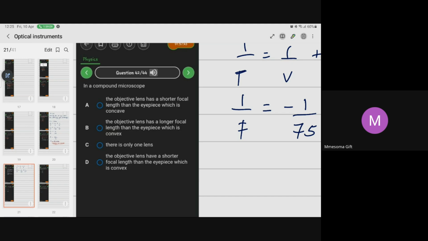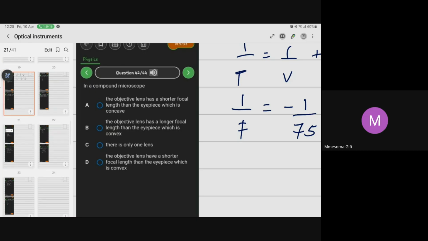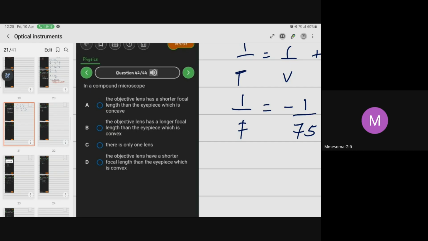Both of them are convex, isn't it? For optical instruments. Yeah, they are both convex. Now, a compound microscope, like what we saw, has a long... This is an astronomical telescope. So for compound, a combination of two, both lenses have short focal lengths, right?